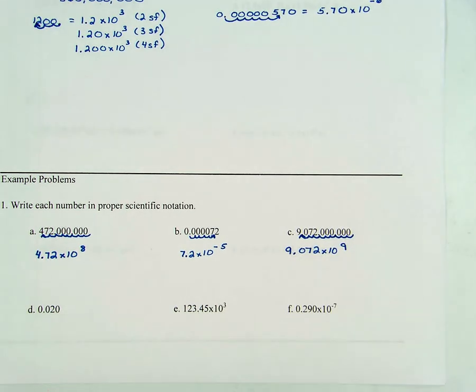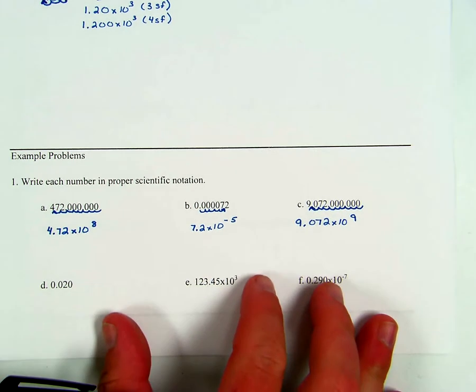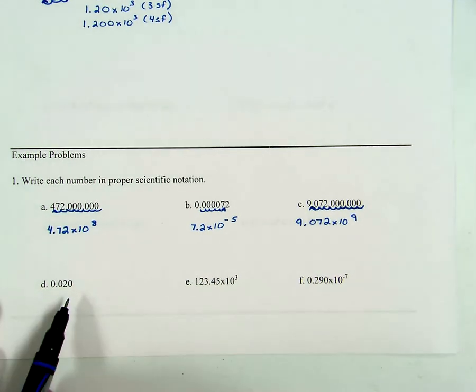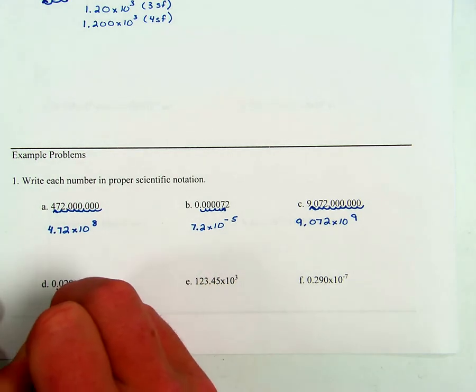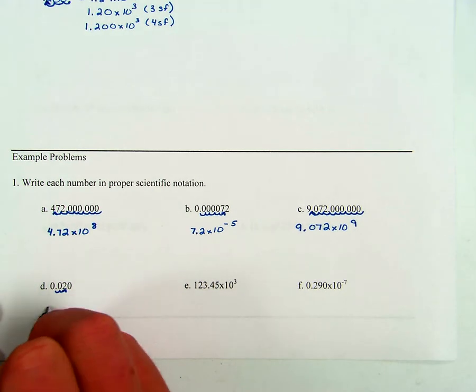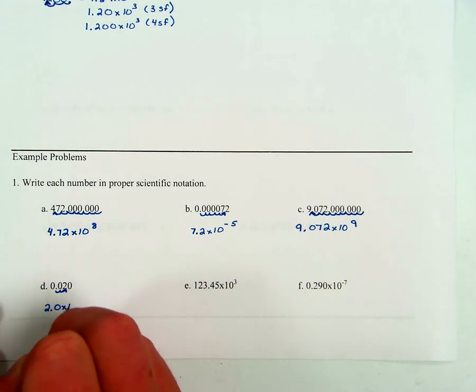Alright, on D here. This one's slightly different. It's actually kind of like the example that we did up above. This last 0, that is significant. So that needs to appear in our scientific notation. We'll move it 2 places to the right. That gives me 2.0 times 10 to the negative 2nd.